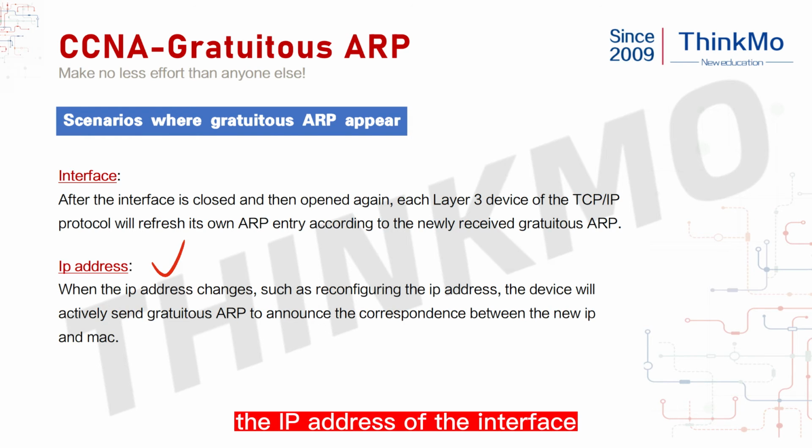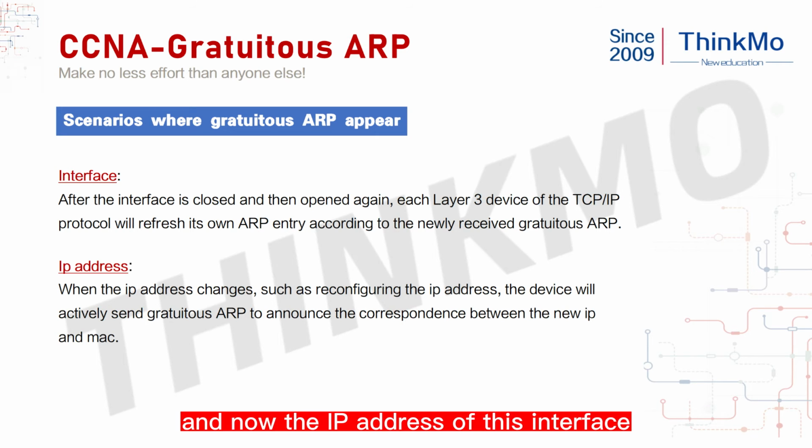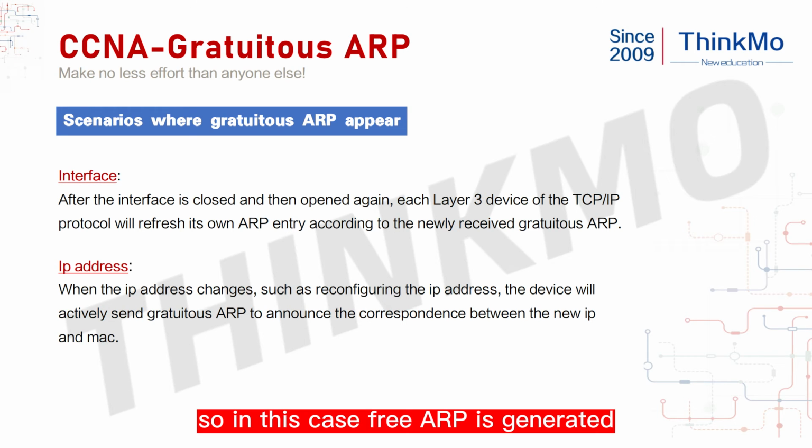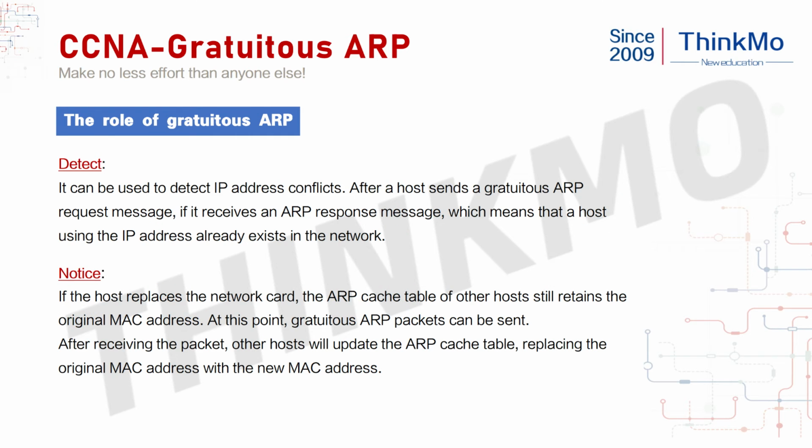The second case is when the IP address of the interface was changed. For example, the original is 192.168.1.1 and now the IP address of this interface is 192.168.1.2 or another IP address. In this case, gratuitous ARP is generated. There are many cases of this, but here it's just simple examples. The third we're going to come to: take a look at what gratuitous ARP does.